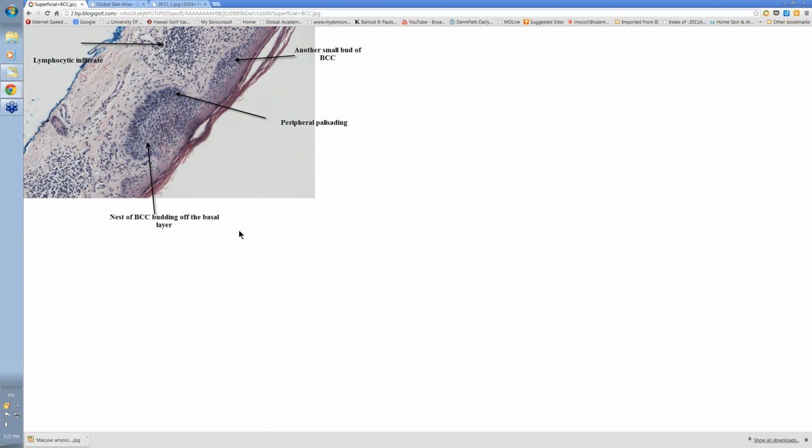This is the histology of the superficial basal cell skin cancer. It basically buds from the basal layer of cells at the base of the epidermis, and you get this palisading, peripheral palisading around the outside here. So that's the classic feature of a superficial BCC. You can appear to get sort of normal areas in between as well, the skip areas.